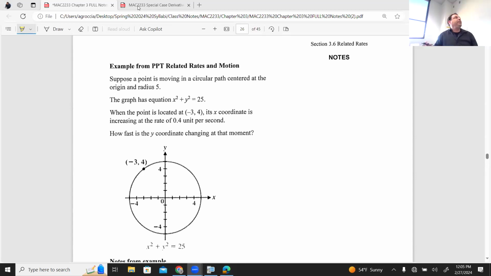So the first 2 examples we did, those are more of the classic related rates problems. This one is also related rates, but let's say it's a little different than the classic.